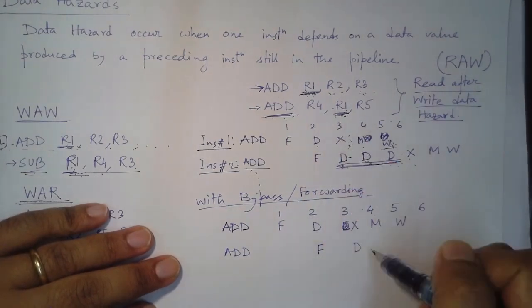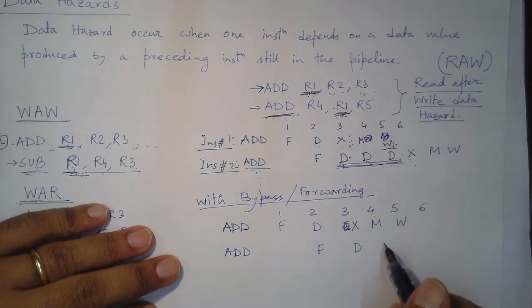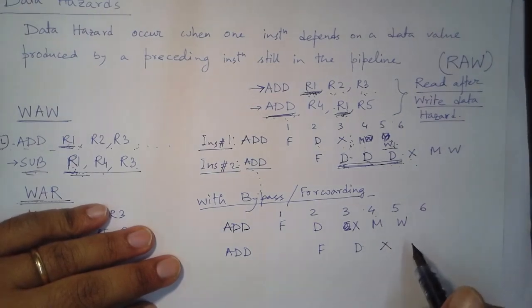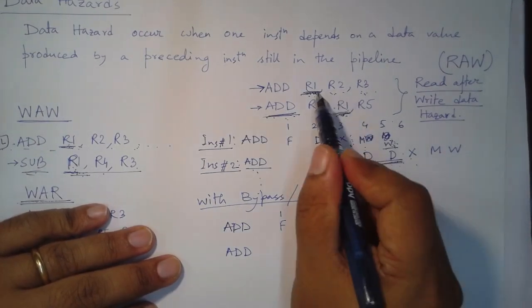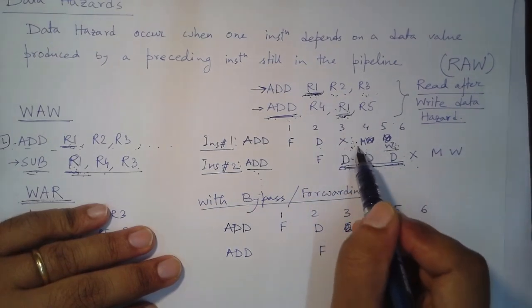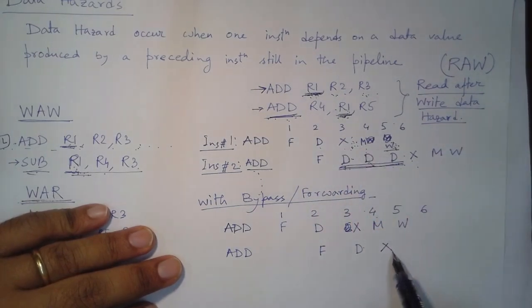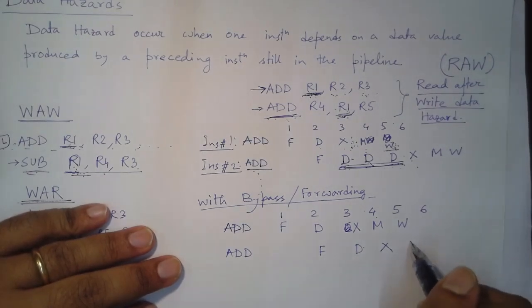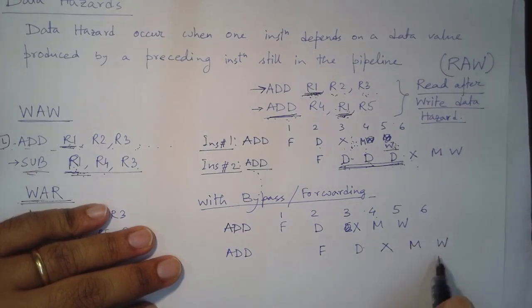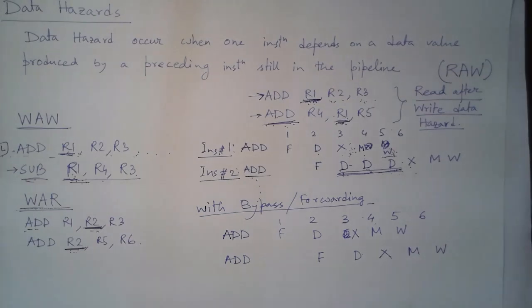So, if I have bypassing, then I can directly jump to execute. I do not have to wait for the data to be written back, because the result of this addition is available at the end of the execution stage, and that I can use directly for my subsequent ALU operation. Okay. So, in this way we have addressed the problem of stall. So, we do not need to stall the instruction, because the data is available and we can make use of it. Okay. I hope this makes sense.